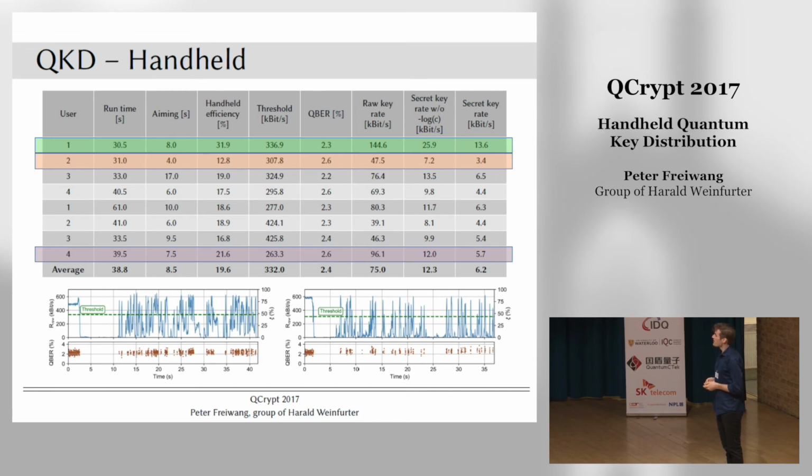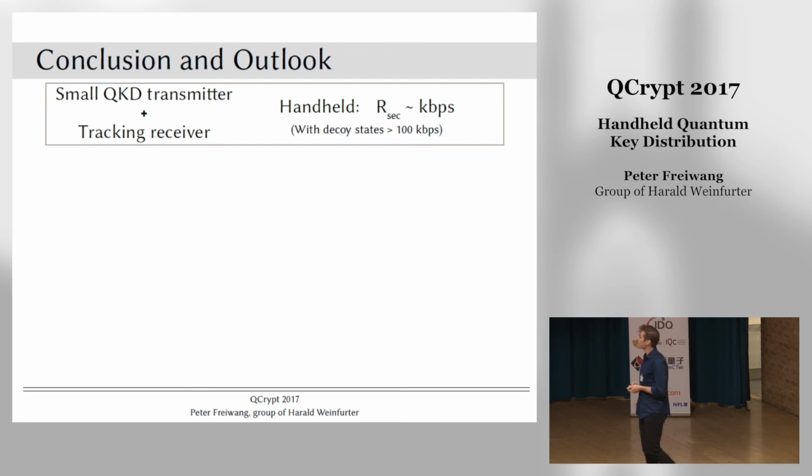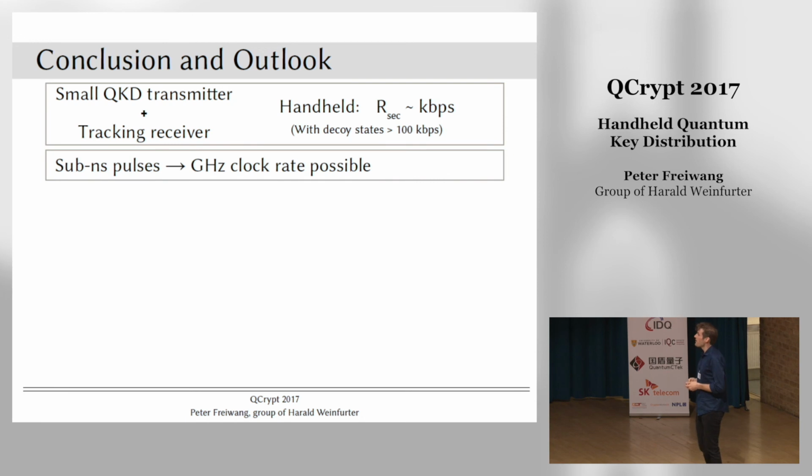So to conclude, I showed you a small QKD transmitter and a tracking receiver. We achieved a handheld operation where we got secure key rates in the kilobits regime. We of course want to implement a decoy state protocol. Then we can achieve much higher key rates. We generate sub-nanosecond pulses, which means that we could increase the clock rate.